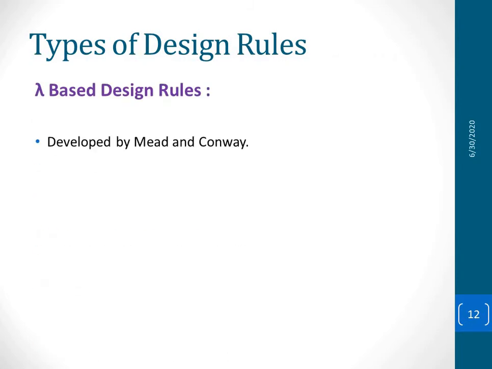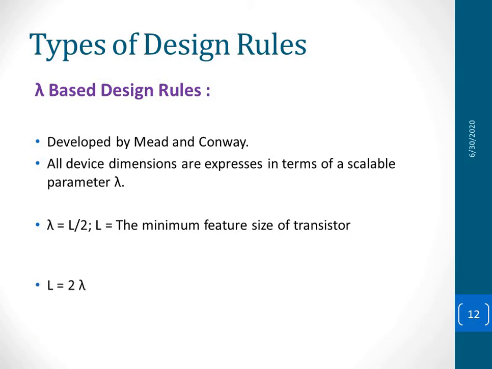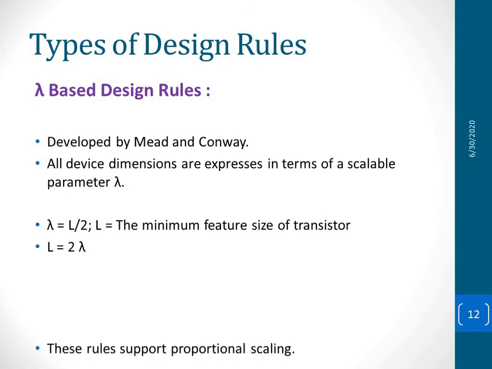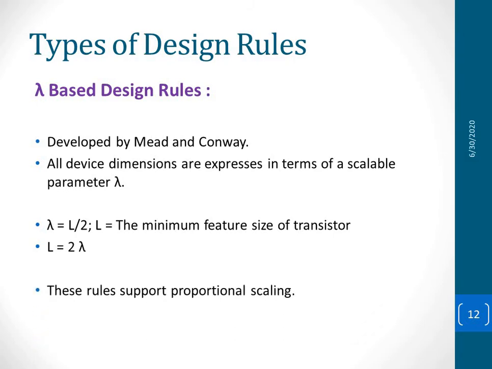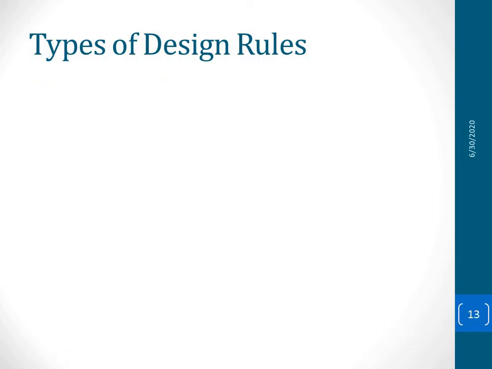Lambda based design rules are developed by Mead and Conway. All device dimensions are expressed in terms of a scalable parameter called lambda, where lambda is L by 2, where L is the minimum feature size of the transistor, and if L is 2 lambda, then that is nothing but double. So lambda is a device dimension, which is a scalable parameter. These rules support proportional scaling. They should be applied carefully in submicron CMOS process.